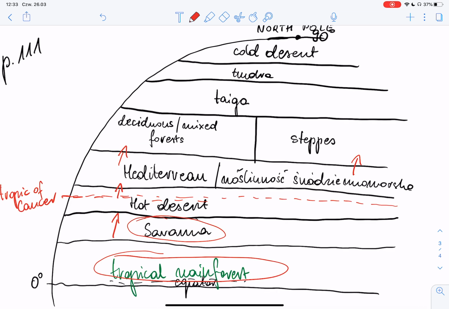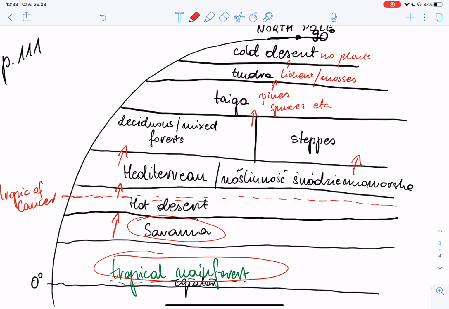And from both of them, the more to the north you go, the more you will see pines, spruces, etc. So the colder it gets, the fewer trees, so tundras, lichens, mosses. And here there is actually no plants at all.